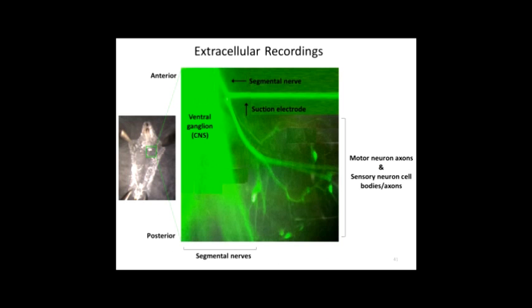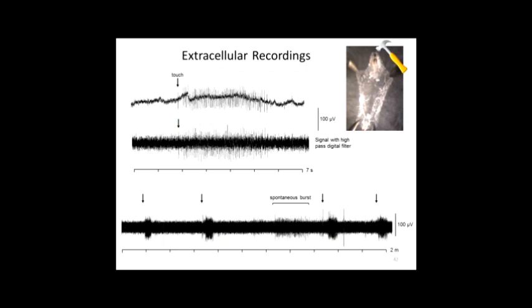Here's another picture with the larva expressing GFP, and you can see the segmental nerve with the suction electrode used to capture the activity in that neuron. Here are the recordings that we took using the suction electrode. Every arrow indicates a touch, and you can see the burst of action potentials that the suction electrode is capturing. So in the top recording, you can see the touch, which leads to a burst in action potentials.